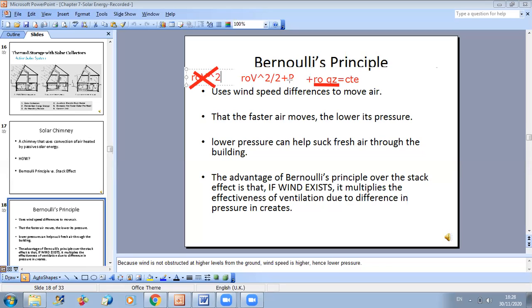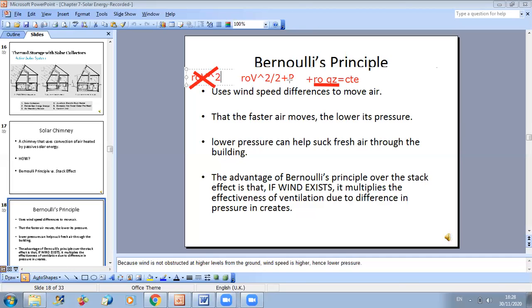So if I have air moving at high velocity, I can create a low pressure, and due to the pressure drop, I can circulate my flow. For example, Bernoulli's principle can rely on using wind speed differences to move air, because when you have wind, the velocity of the wind is relatively high, which will create a low pressure for this flow, and therefore, due to the pressure variation, you can create motion of your fluid in your system.